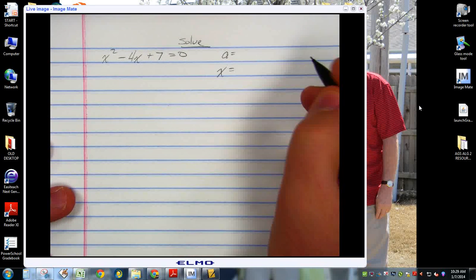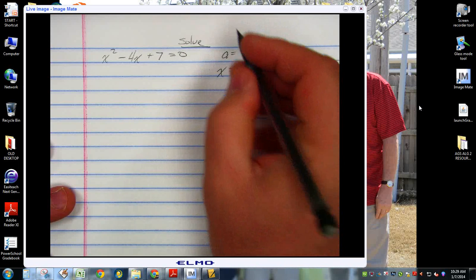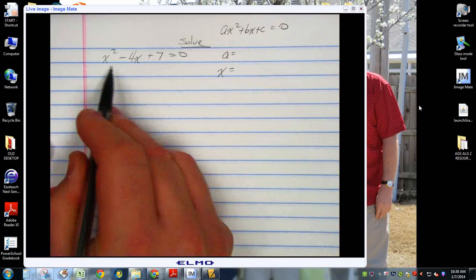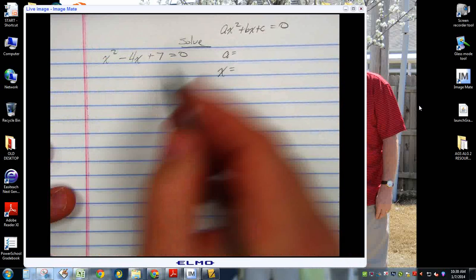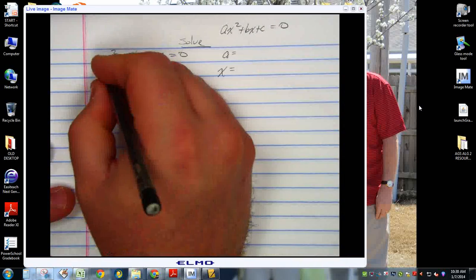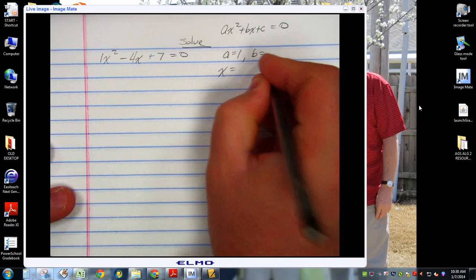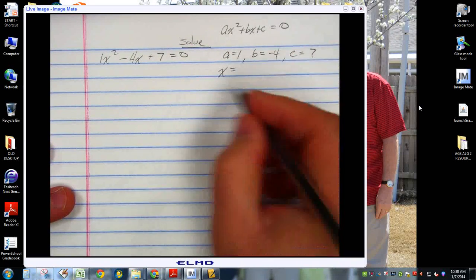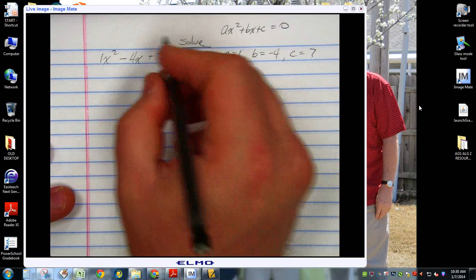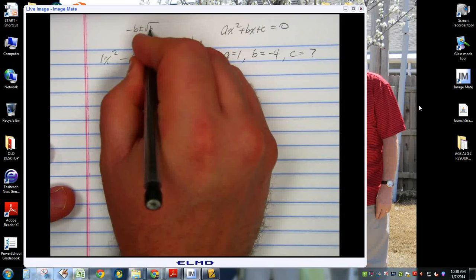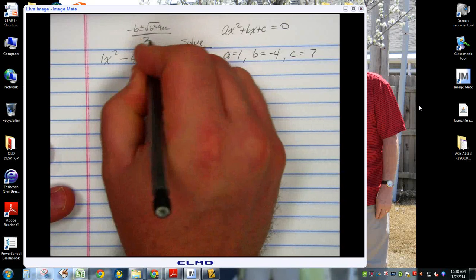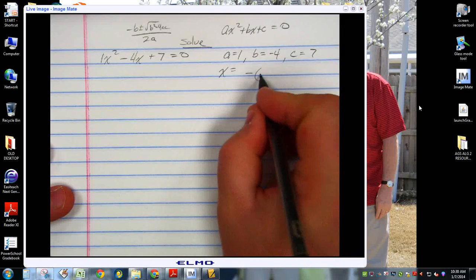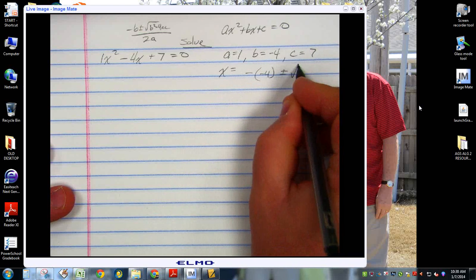First of all, what's my a equal to? Remember, it's ax squared plus bx plus c is equal to 0. Is everything equal to 0? What's my a? There's a 1 in front of that. What's my b? What's my c? Okay, so I'm going to put it into what? Negative b plus or minus square root of b squared minus 4ac, all of that over 2a. So it'd be negative b is negative 4, plus or minus the square root of.